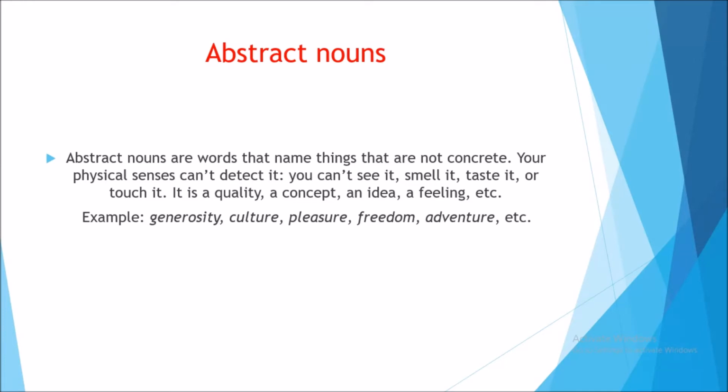Abstract nouns are words that name things that are not concrete. Your physical senses can't detect it. You can't see it, smell it, taste it, or touch it. It is a quality, a concept, an idea, a feeling, etc. Example: generosity, culture, pleasure, freedom, adventure, and many other words.